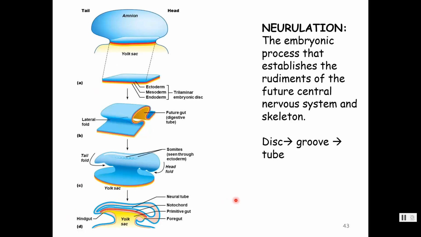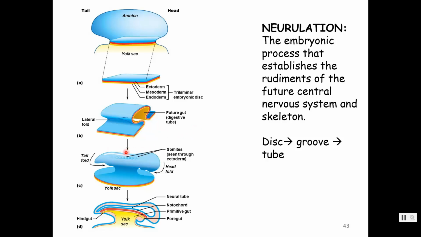So that formation of the neural tube is called neurulation. We see our gastrula, so we have our 3 primary germ layers, and then it's going to start to fold. And what's going to happen is from that ectoderm, first we get sort of a neural groove, a neural ridge, and then it's going to be a tube.